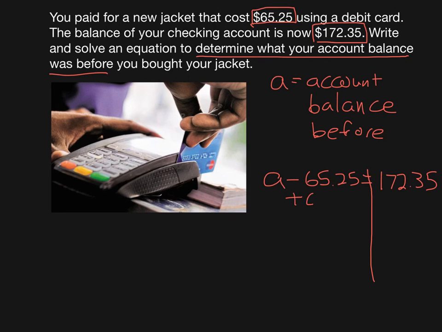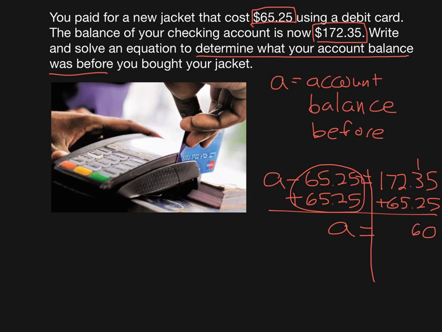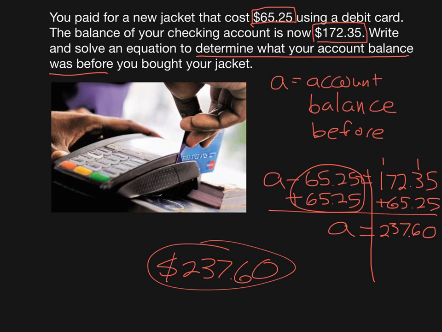I can add 65.25 to both sides. Because we have subtraction up here, we want to use the inverse operation, which is addition. Negative 65.25 plus 65.25 gives us 0. We're left with A equals, going to have to add this up, and there we go. $237.60 is what we originally had in the bank account. That's our final amount. And that is our final example.